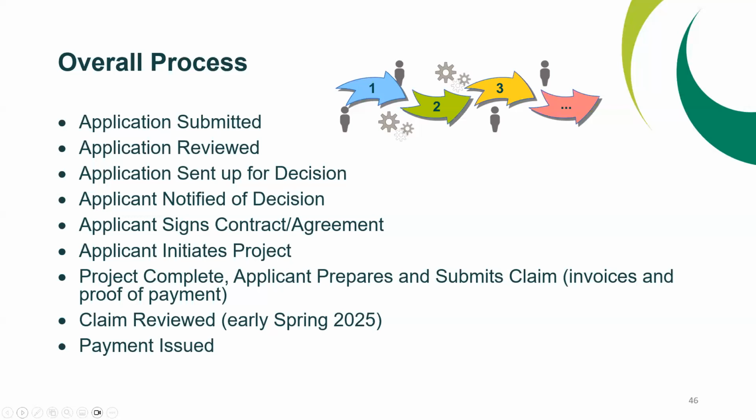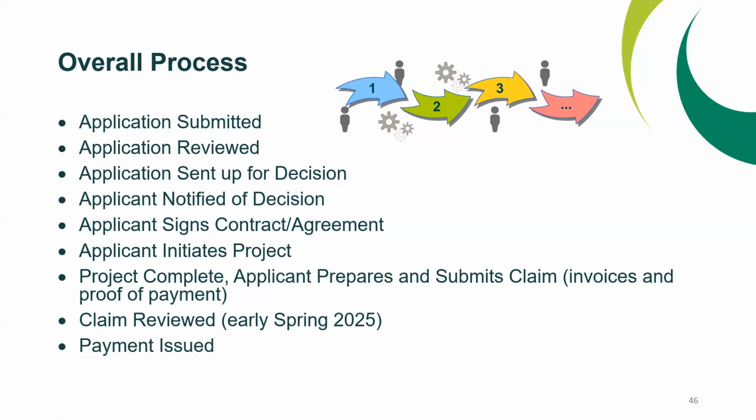After that, you'll be sent a program package. You'll need to sign the contract or agreement that is sent to you and send it back. A lot of this can be done electronically, but that is very important. If those documents aren't signed, then the rest of the process is null and void. The applicant then initiates the project, completes the project, and prepares and submits the claim for the project.